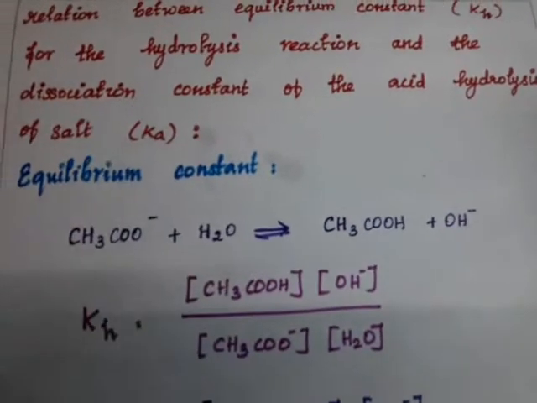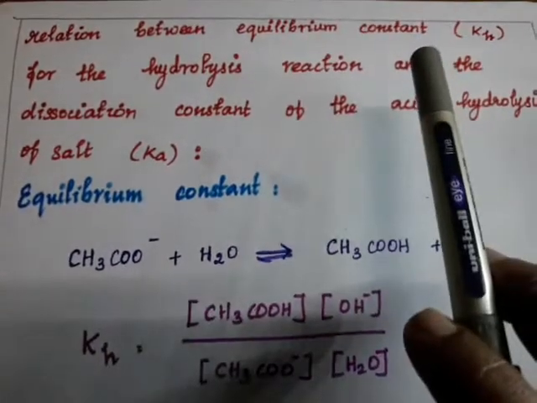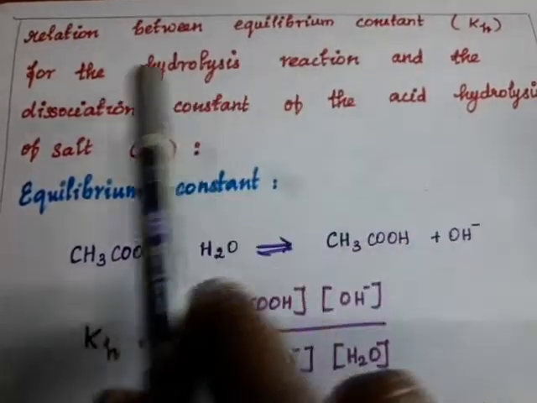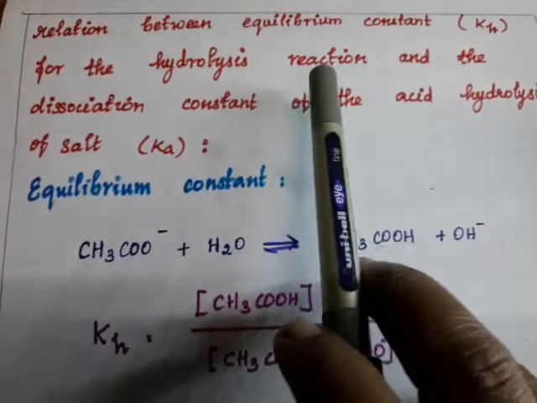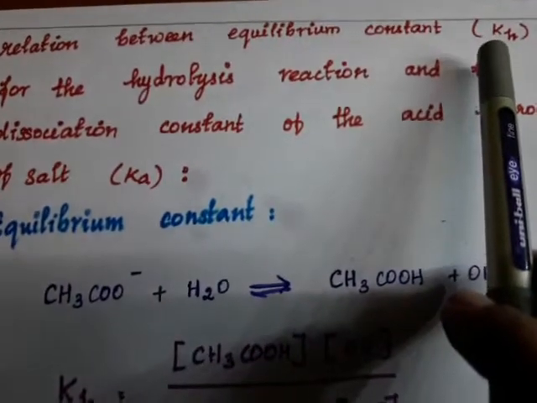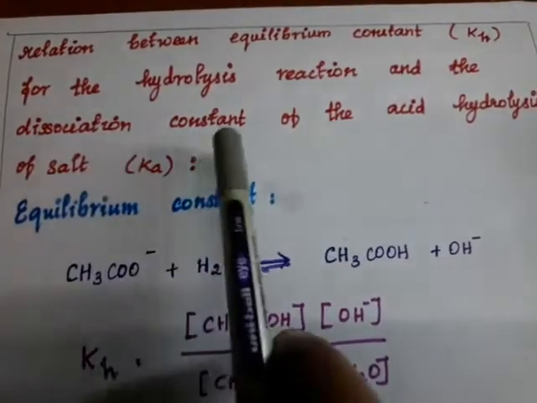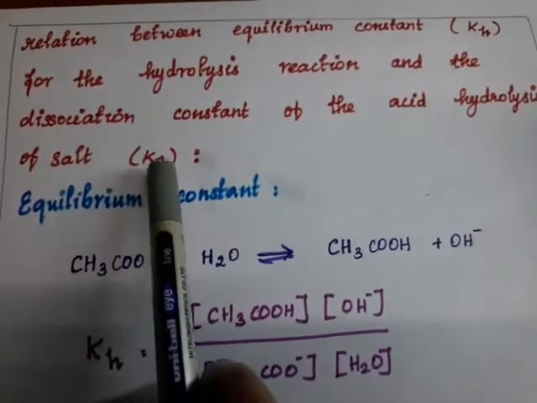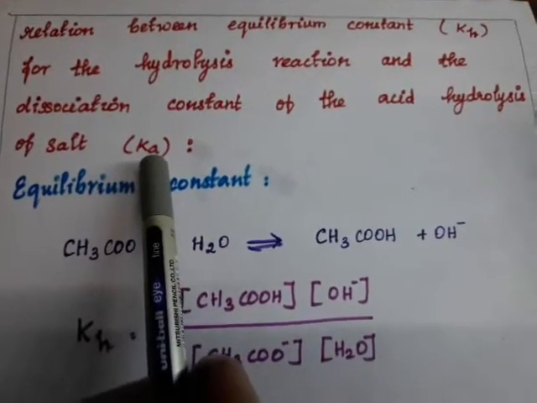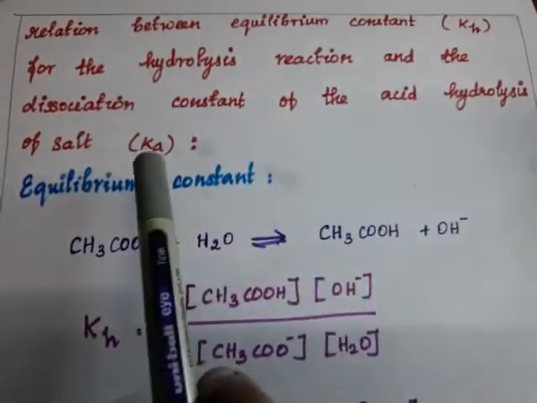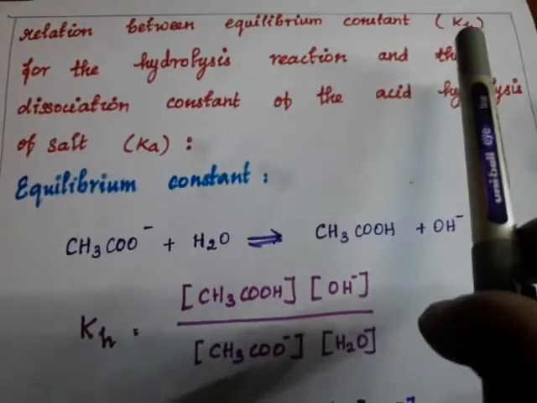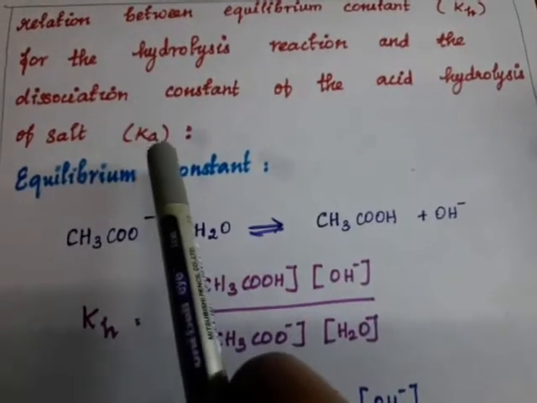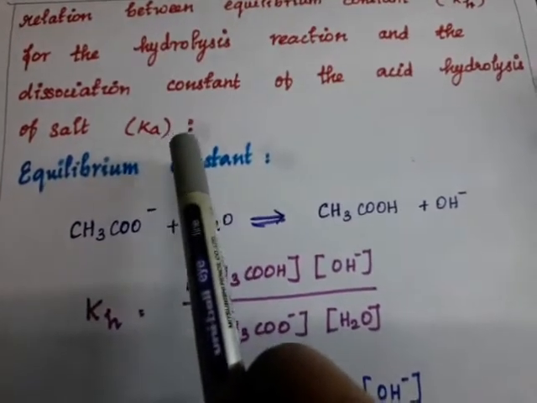Now we will find the relation involving the equilibrium constant for the hydrolysis reaction. The equilibrium constant for the hydrolysis reaction is denoted by the letter Kh. And the dissociation constant of the acid is denoted by the letter Ka. So now we are going to find the relationship between Kh and Ka. What is Kh? The equilibrium constant for the hydrolysis reaction. Ka is the dissociation constant of the acid.